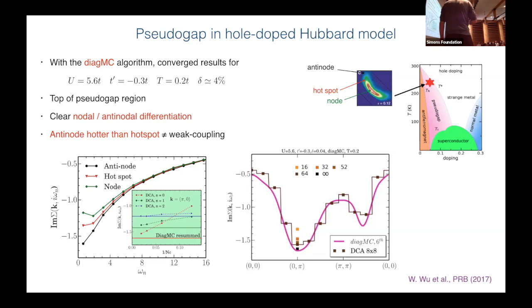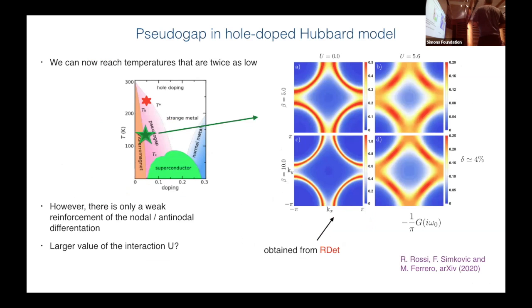The same thing is here. We can also show that the suppression is actually higher at the antinode than at the hotspot. So this is definitely not hotspot physics. We do that by using the RDATs, this algorithm I was talking about, where we use different starting points for the perturbation theory. We can now push this to lower temperatures, actually twice as low. So that's quite a bit of a challenge.